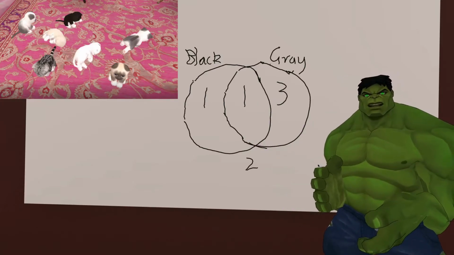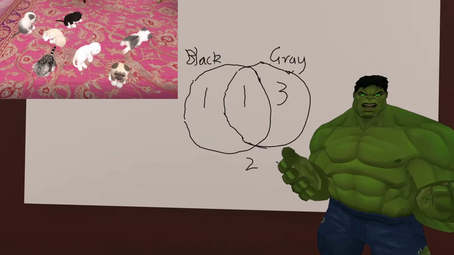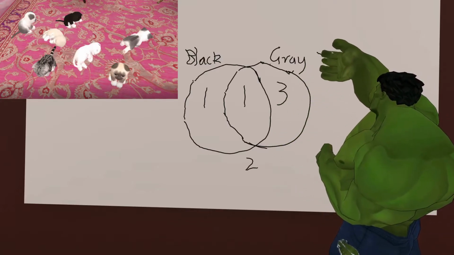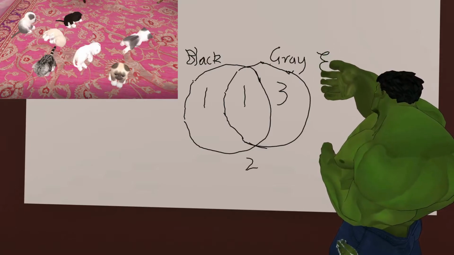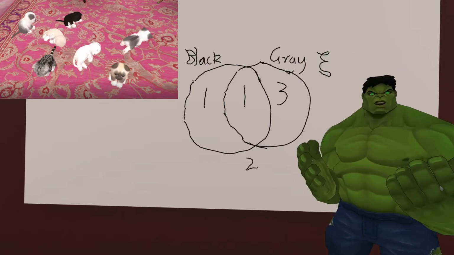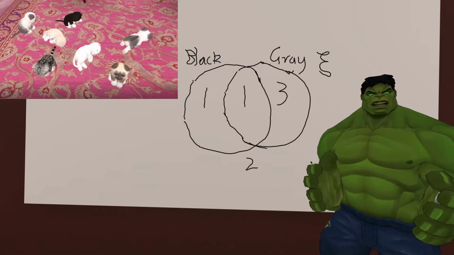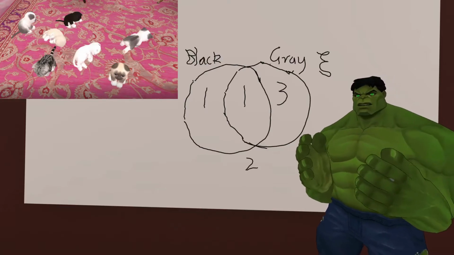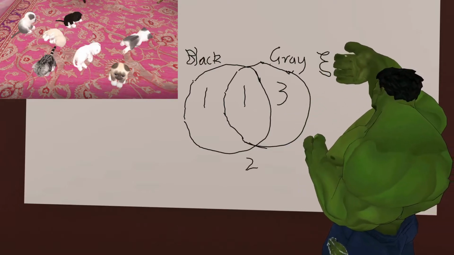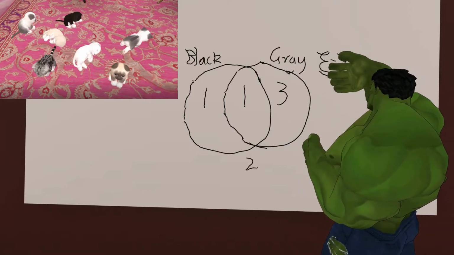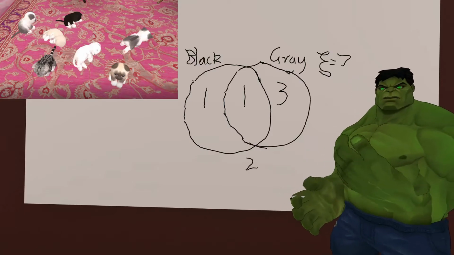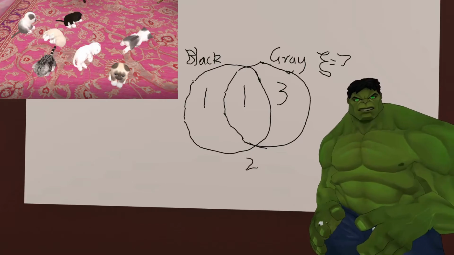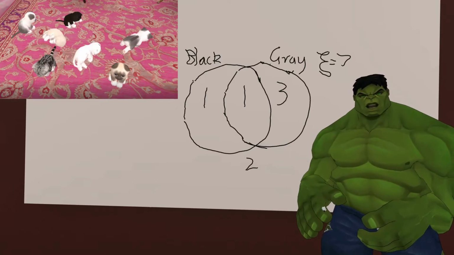One more thing I forgot to mention. There is a little symbol that you might see on some Venn diagrams, and it looks kind of like this. It's like a backwards 3. This just means the total number of information. So the total number of information here would be 7. So this tells us that there are 7 pieces of information in this Venn diagram. Let's go do another example.